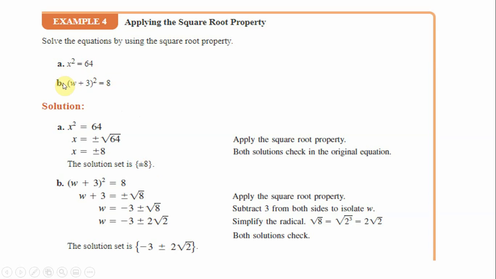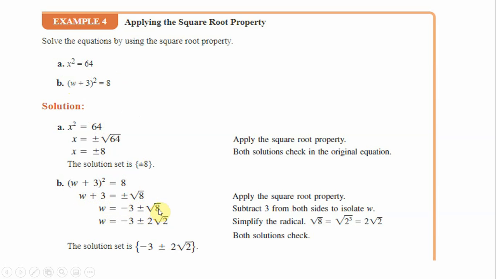Here's another one that we can do, even though it's a compound statement in here. We have this squared, so I can take the square root of both sides, and that gets rid of the square, but I'm left with w plus 3 in this case, and that's the plus or minus 8. So I subtract 3 to get w by itself. w is equal to negative 3 plus or minus the square root of 8.